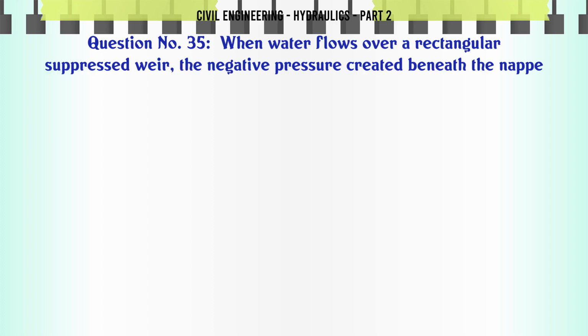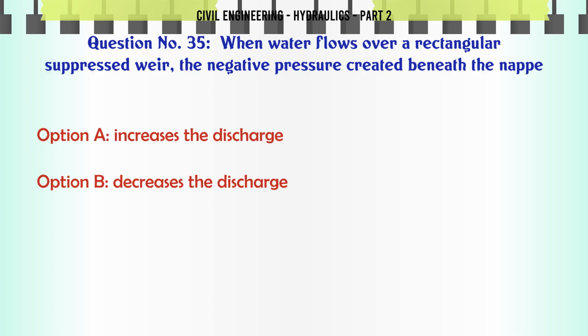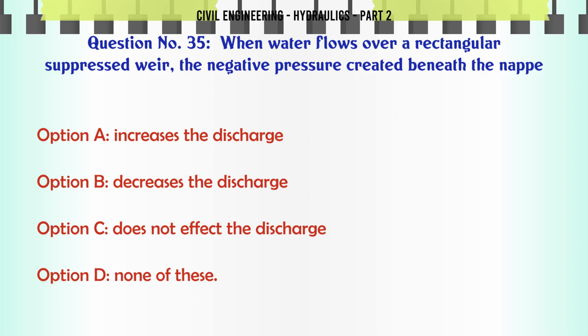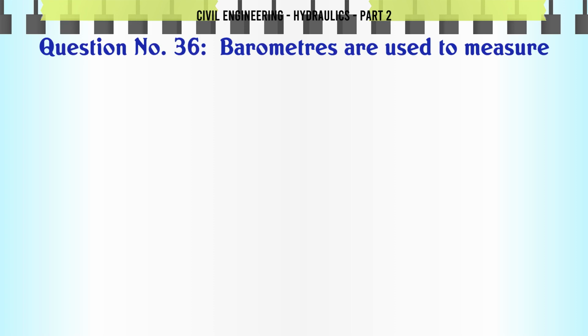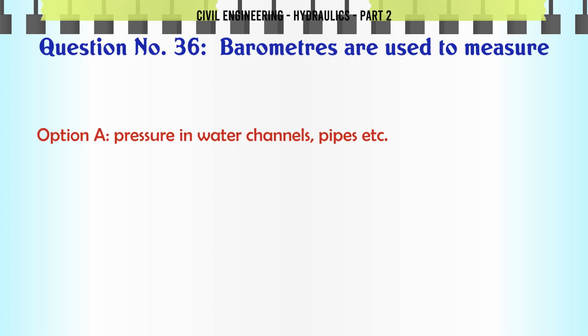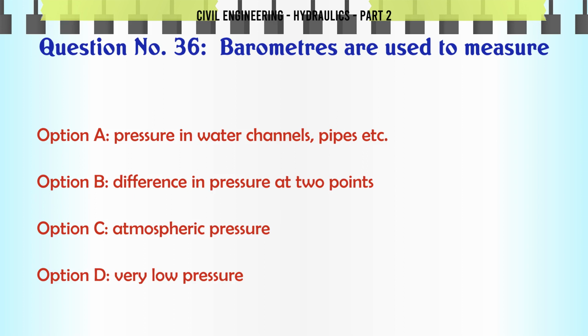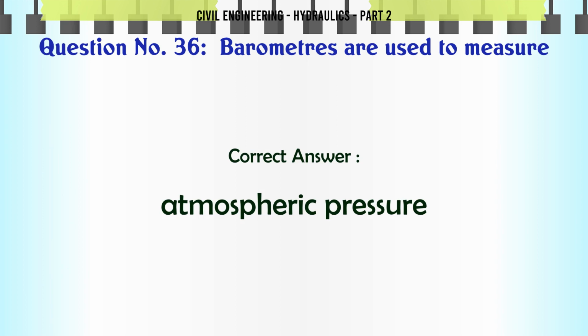When water flows over a rectangular suppressed weir, the negative pressure created beneath the nappe A. increases the discharge, B. decreases the discharge, C. does not affect the discharge, D. none of these. The correct answer is increases the discharge. Barometers are used to measure A. pressure in water channels, pipes, etc., B. difference in pressure at 2 points, C. atmospheric pressure, D. very low pressure. The correct answer is atmospheric pressure.